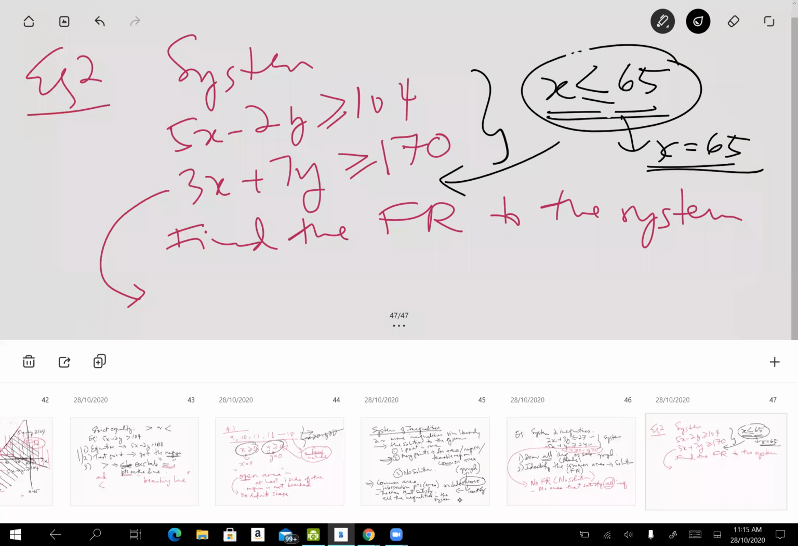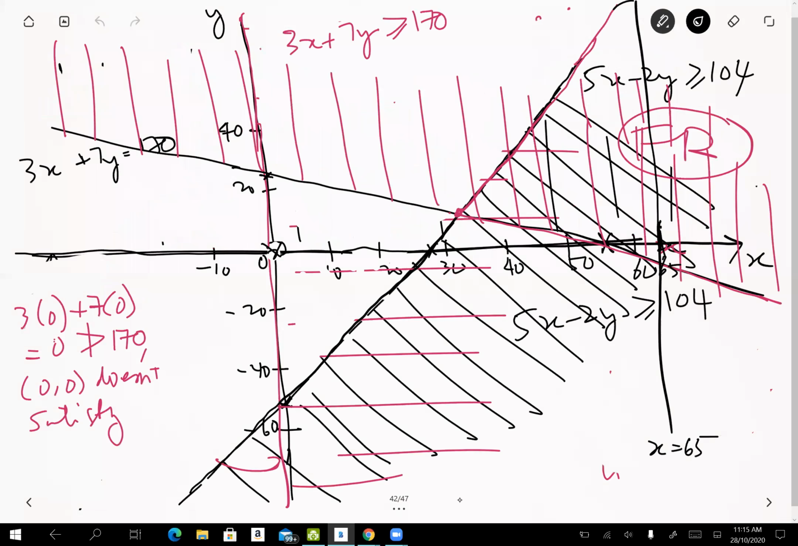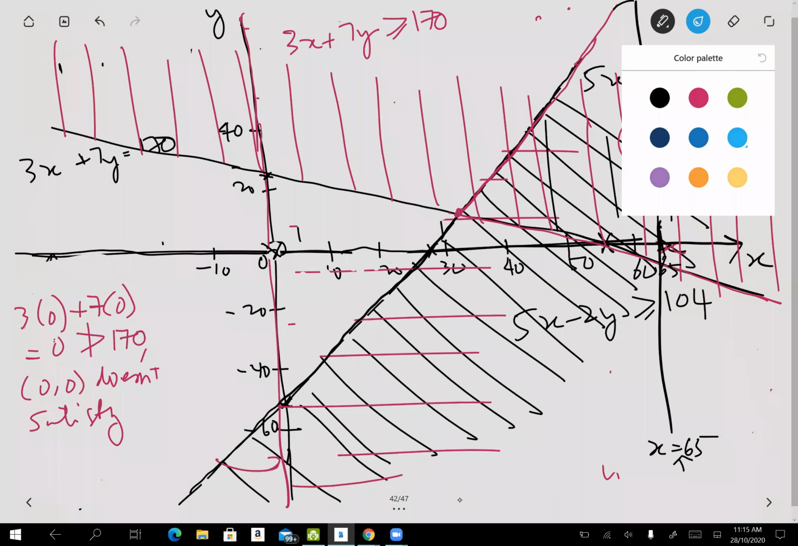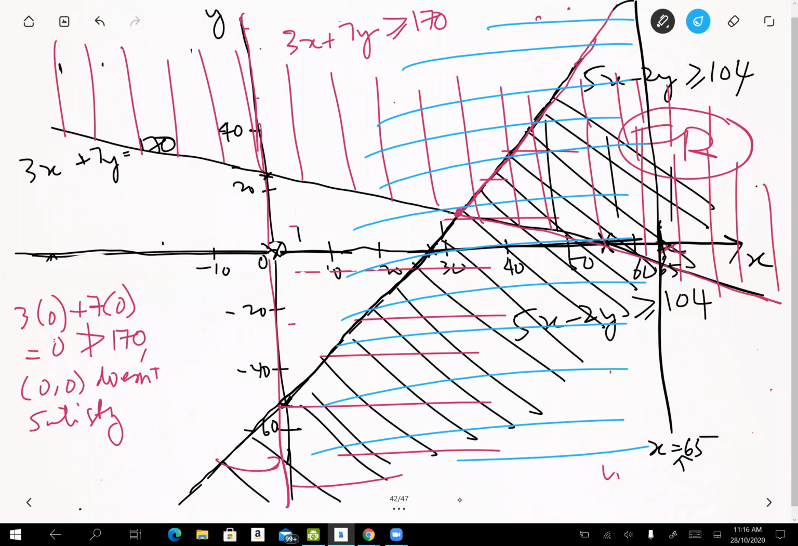So we go back to the graph. X less than 65. Where is it? To the left or to the right of x equal to 65? Left. Okay, less than, left. So you got this region here. As you can see now, the feasible region is the area bounded by that line and the vertical line x equal to 65. So for our second case, the feasible region is bounded.